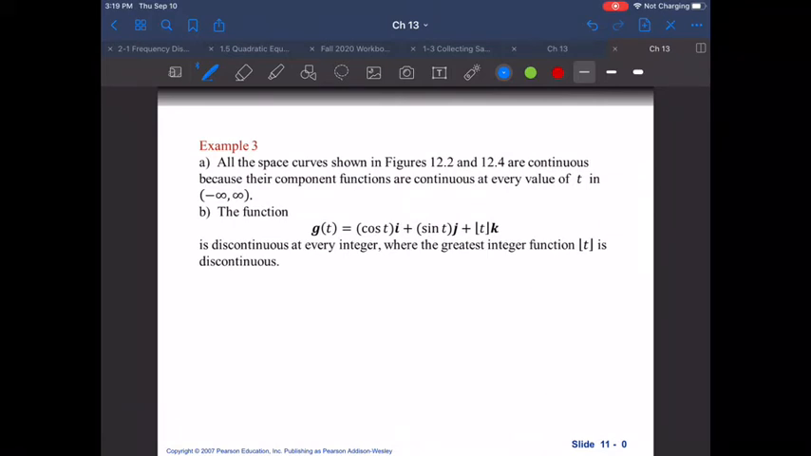Next, let's look at this example here. It says all the space curves shown in figure 12.2 and 12.4 are continuous because their component functions are continuous at every value of t from negative infinity to positive infinity. And then B, the function g of t equals cosine of t plus sine t plus what we have here is the greatest integer function, and it's going to be discontinuous at every integer, because that is actually a discontinuous function because it's causing you to round. So you're going to get stepping like that, where it's going to be discontinuous every time you're hitting an integer, and you're going to get these steps that are going to occur because of it.